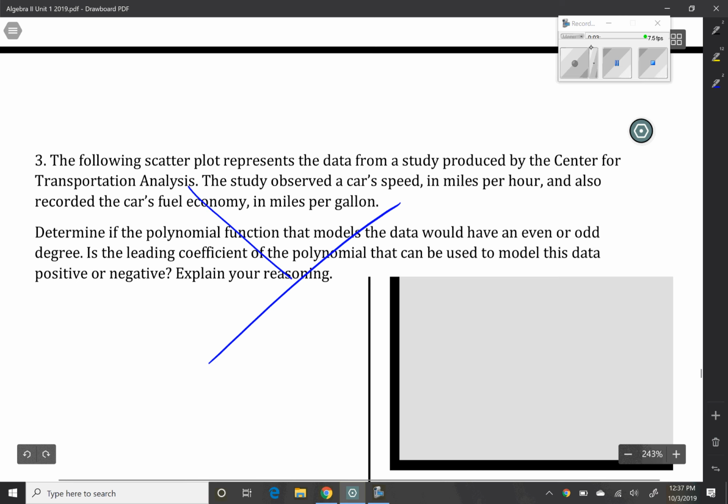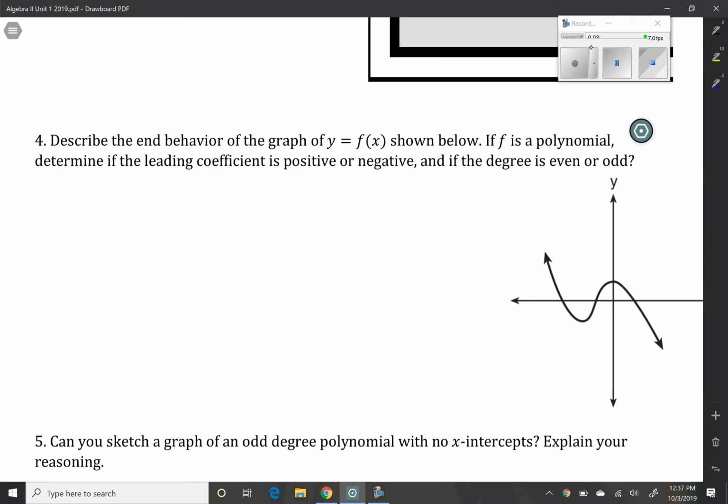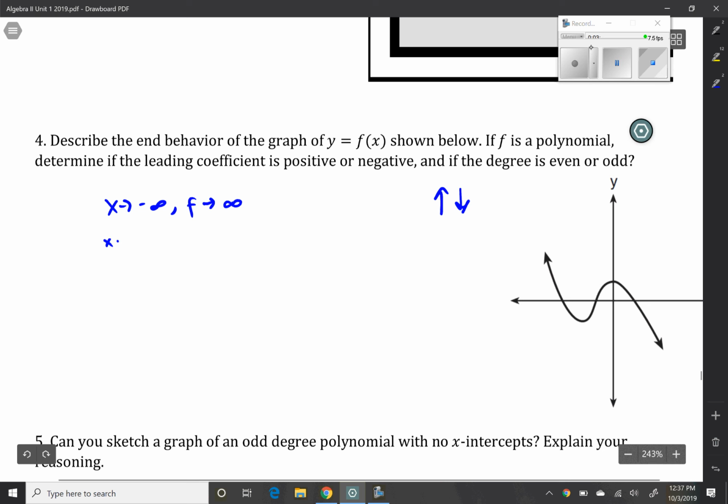Number 3, I said to skip because the picture did not come out. Number 4 says describe the end behavior of the function f of x shown below. If f is a polynomial, determine if the leading coefficient is positive or negative, and if the degree is even or odd. So the end behavior: as the x values go down, this goes up. As the x values go up, the function goes down. As the x values decrease, the function values f increase. As the x values increase, the function values decrease.